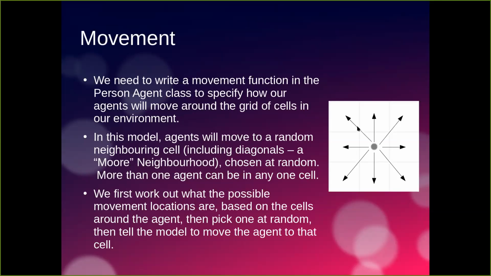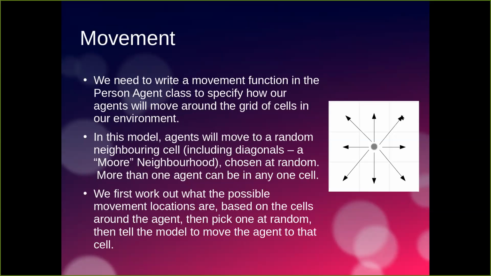And remember, because we're using a multi-grid, because we want agents to be in more than one cell at a time to infect each other, we're allowing more than one agent per cell. So all we need to do for this movement function, first of all, is to work out what the possible locations are based on whatever the cells are around this agent. And then we're going to pick one of those at random and then tell the model to move the agent to that cell. So look at what are my options, pick one of those at random, and then move. That's basically what we need the move function to do.